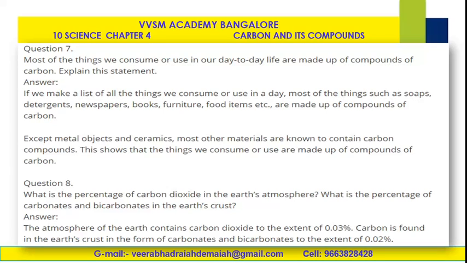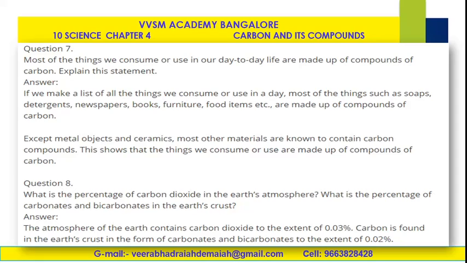Question number 7. Most of the things we consume or use in our day-to-day life are made up of compounds of carbon. Explain this statement. If we make a list of all the things we consume or use in our day-to-day life, most of the things such as soaps, detergents, newspapers, books, furniture, food items, etc. are all made up of compounds of carbon, except metal objects and ceramics. Most other materials are known to contain carbon compounds. This shows that the things we consume or use are made up of compounds of carbon.